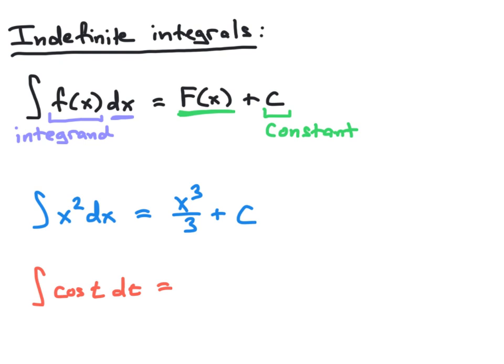For our second example here, we want to find the indefinite integral of cosine of t dt. Notice that we are using the variable t here instead of x, and therefore our antiderivative should also be with respect to t. We know that an antiderivative of cosine is sine, and so we can simply take our function sine of t, and add our arbitrary constant c to give us our indefinite integral for cosine t.